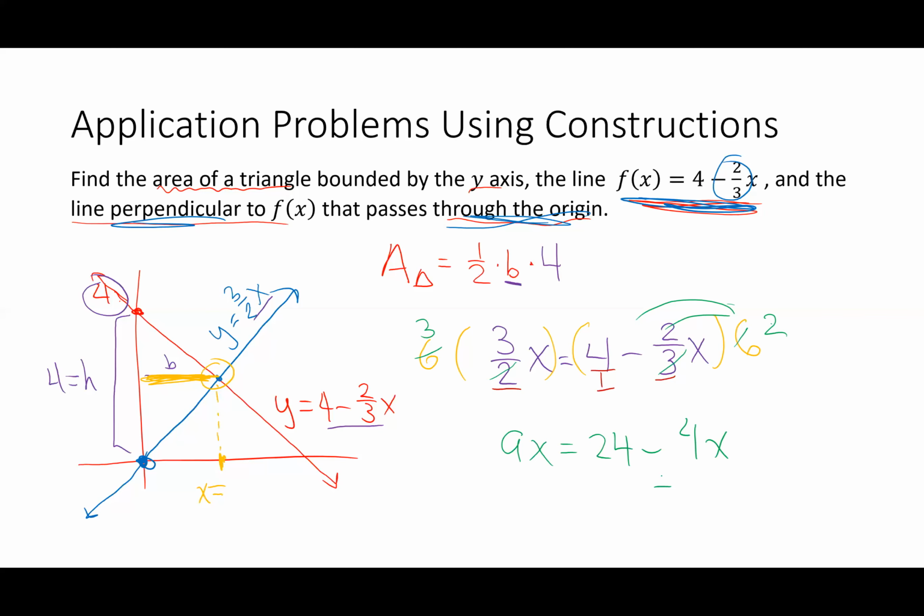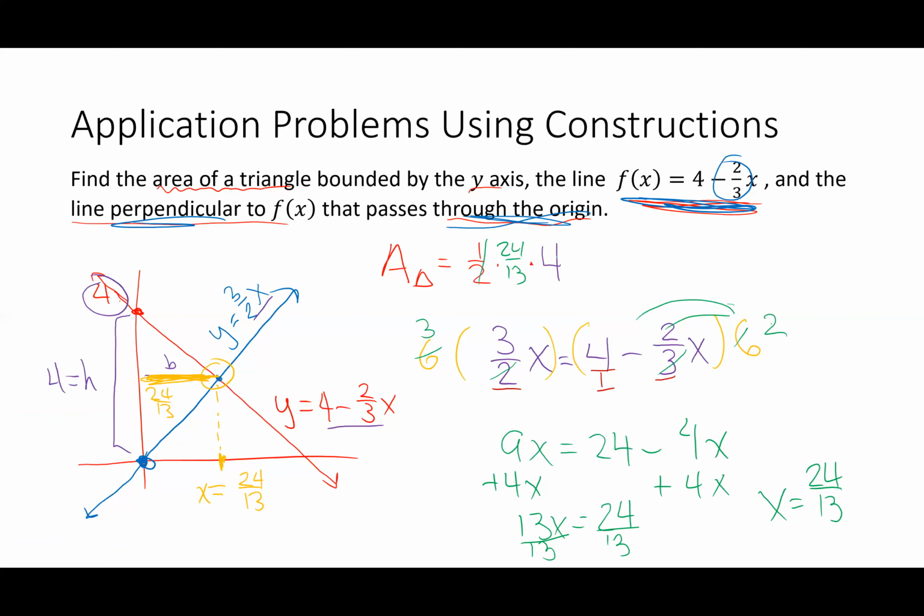Now I'm just going to solve this equation. I'm going to add 4x to both sides, and so I get 13x equals 24. Divide both sides by 13, and now I get x is equal to 24/13. Great. So now I know that x value is 24 over 13. That's going to be my base, which is what I was looking for in this triangle. Again, it is so egregiously clear that doing this without a picture would be really, really hard.